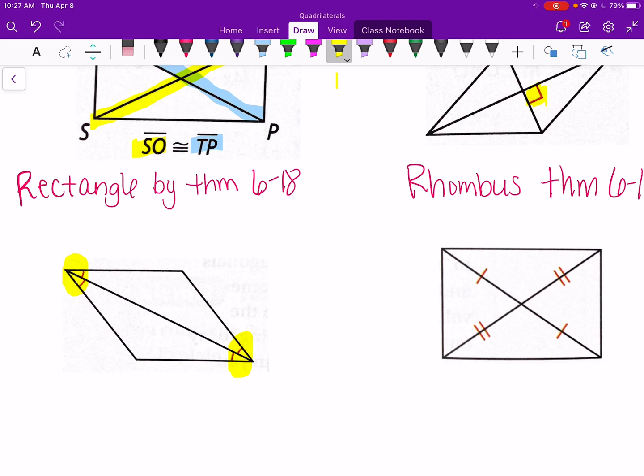Theorem 617 says that if one diagonal, it only has to be one diagonal, bisects a pair of opposite angles in a parallelogram, then we know that parallelogram is a rhombus. So this is a rhombus by theorem 617. Because we know that one of our diagonals is bisecting opposite angles.